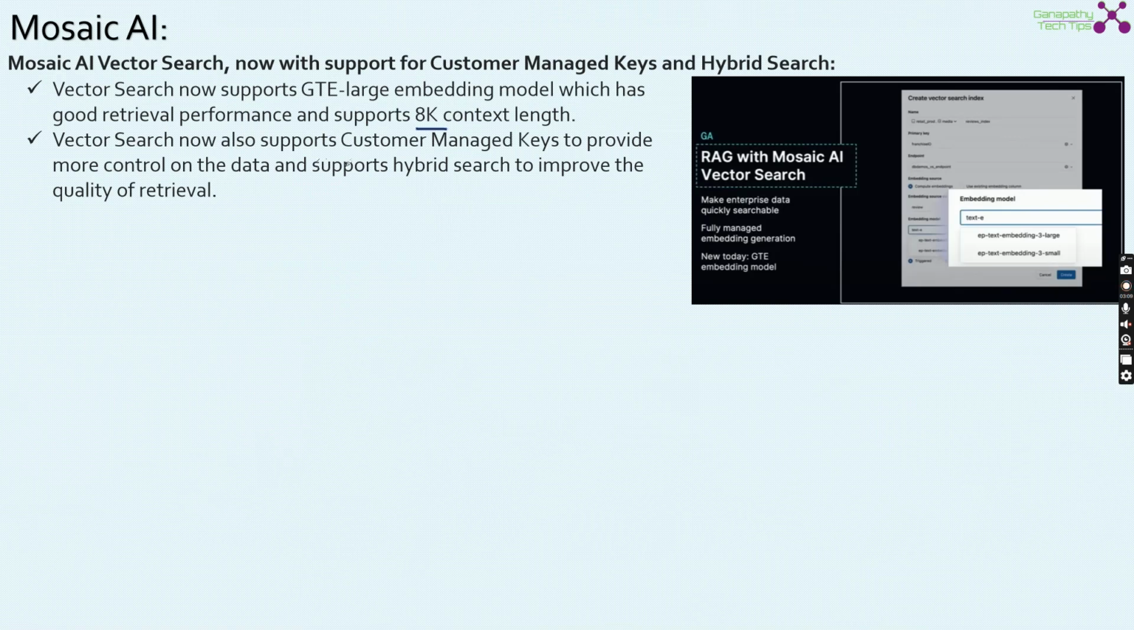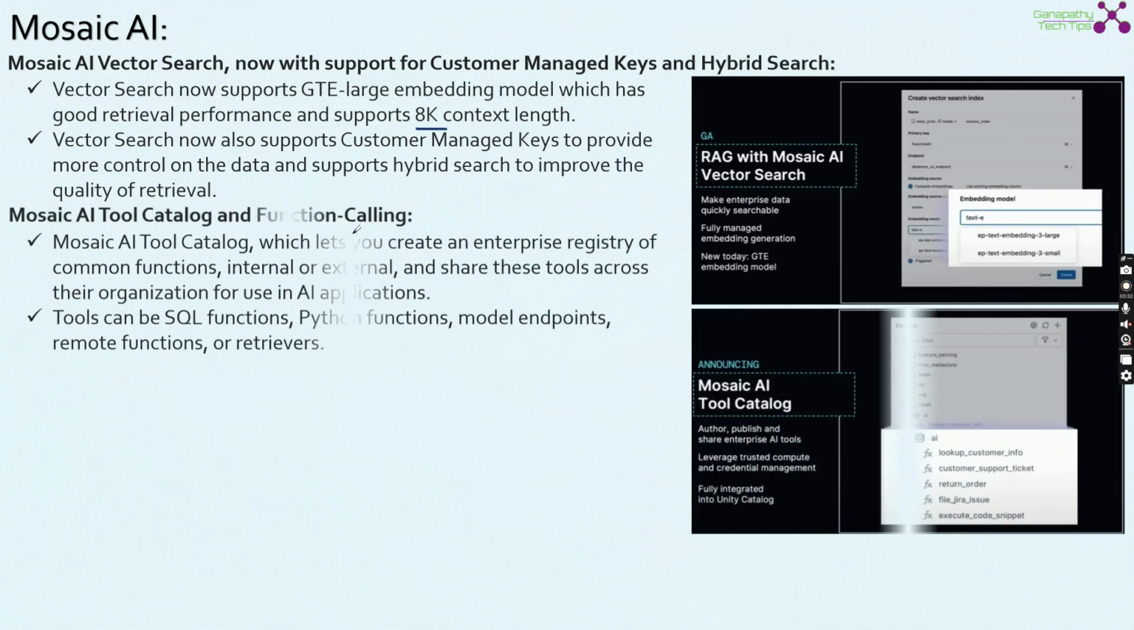If you are from the generative AI background, hope you might be aware of all these things, the context length and also the retrieval augmented performance, all these things, the model fine tuning and everything. So it provides the very good context length of 8K. Vector search now also supports the customer managed keys to provide more control on the data and supports hybrid search to improve the quality of the retrieval.